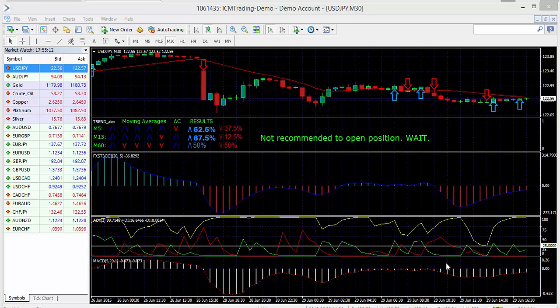We have everything that we need in our charts at the moment. So we've got our trend indicator, which is the very important one, and then we have also our FXST and our MACD or ADX here, and we have our moving average at 20.